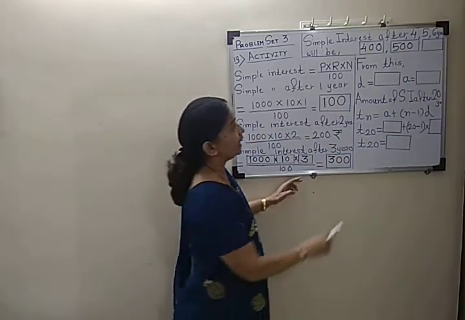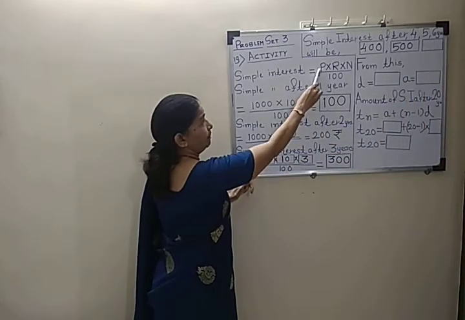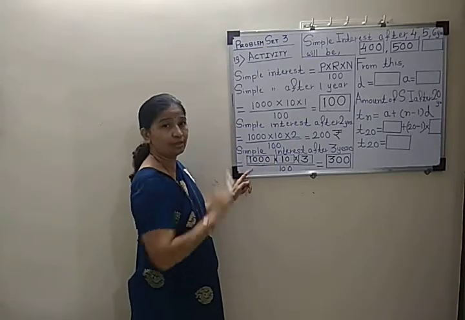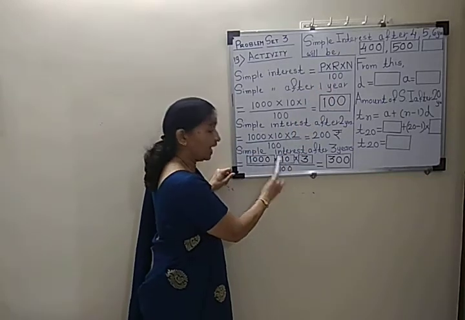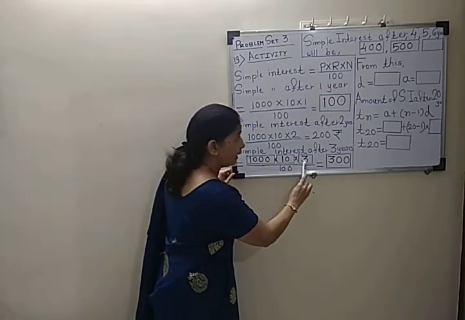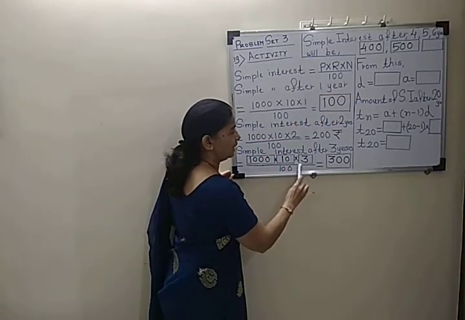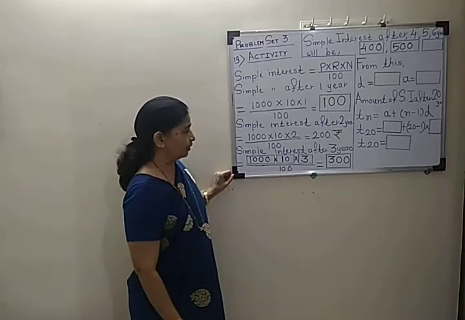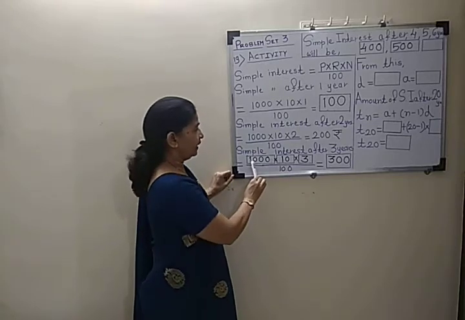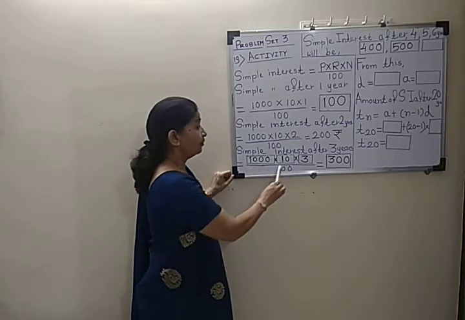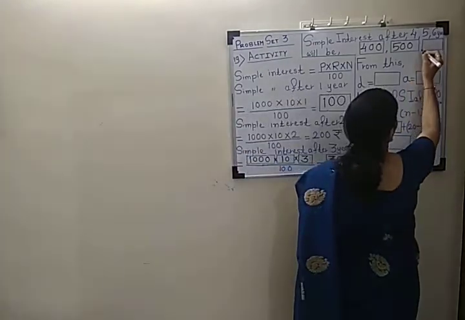In this way, after 6 years, come on, calculate it. In place of P, again I will write 1000. In place of R, I will write 10 only. And in place of N, as they are saying 6 years, I will write 6 in place of 3. So come on, do it. These 2 zeros cancel. 10 tens will come as 100. 100 into 6 will come as 600.